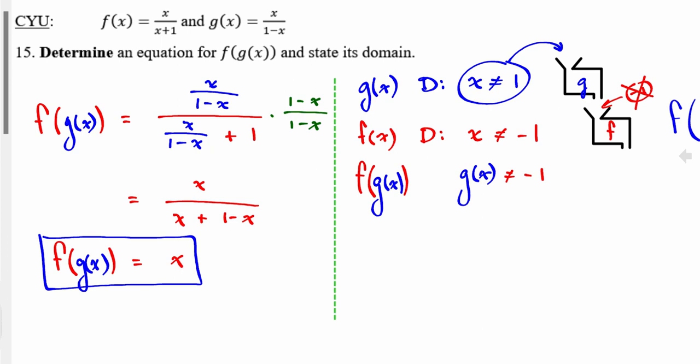So I look at my g of x function, x over 1 minus x. That cannot equal -1. And as I go through to solve, x can't equal -1 plus x. Interesting. As I rearrange this, I get 0 can't equal -1. Well, when is that true? That's never true, which means that this is adding no new restrictions.